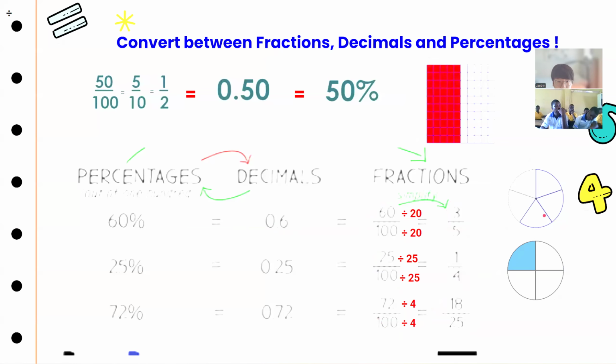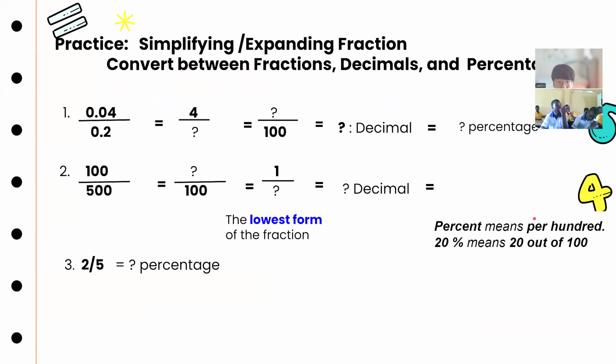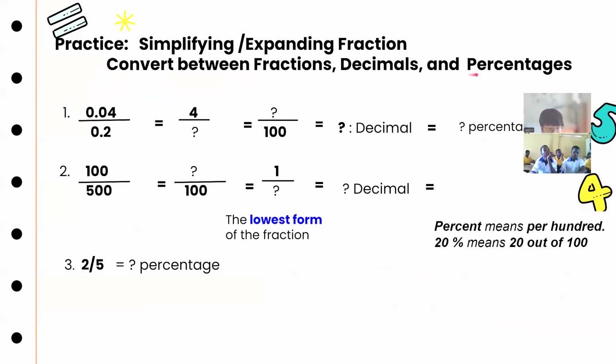Okay. So let's have more practice in simplifying or expanding fractions and converting between fractions, decimals, and percentages. So let's look at number 1. 0.04 over 0.2 is equal to 4 over what, do you think? What goes here?